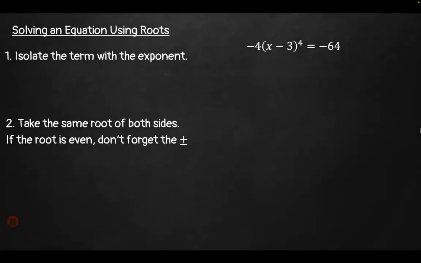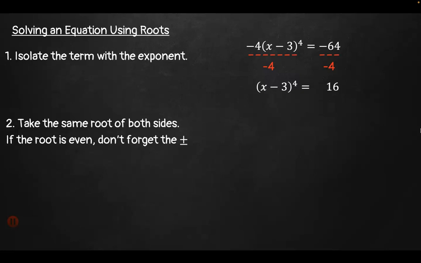Okay, so here's another equation we're going to solve using roots. So let's go ahead and isolate the term that has the exponent. So right now I have an expression that's raised to the exponent. So the very first thing I want to do is get rid of the -4 that's in the front. Now I'm going to go ahead and divide both sides by -4, and I'm not adding because this is -4 times that quantity. I'm going to get x minus 3, and it's still raised to that 4th power, and then I'm going to get 16.